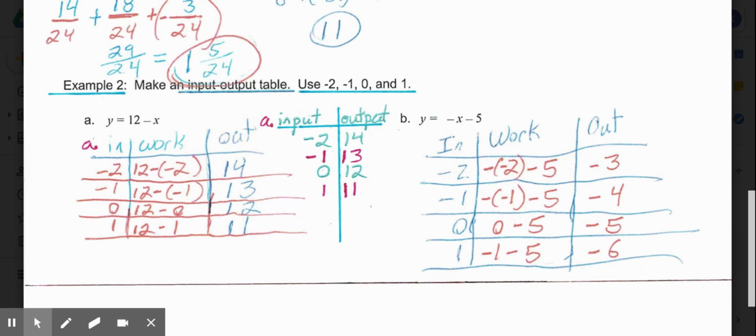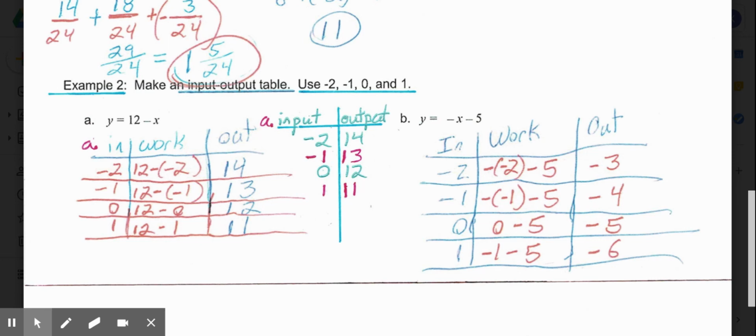And then in part B, you'll see again, I made the 3-column input-output table to show my work in the middle. Again, we're going to use -2, -1, 0, and 1 for our inputs. And our equation is y equals negative x minus 5, or we would simply read this as the opposite of x minus 5. And I believe I said that backward originally. So this could be y equals -x minus 5, or y equals the opposite of x minus 5.